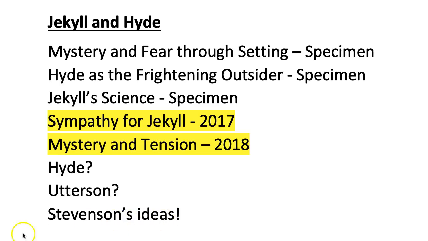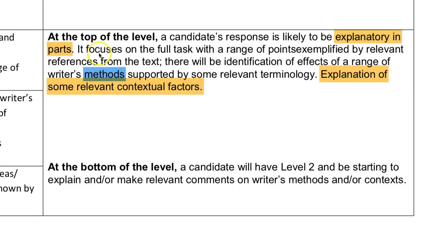But for now, let's look at what matters at grade 4 and 5 with our question prediction about Hyde or Stevenson's idea. So grade 5 last year started at 50% of the marks, which is described by having everything in this paragraph. So here you have to be explanatory in parts. So you don't have to be able to discuss Stevenson's ideas here. You just have to be able to explain how he presents the character. Okay, so the question fits that.